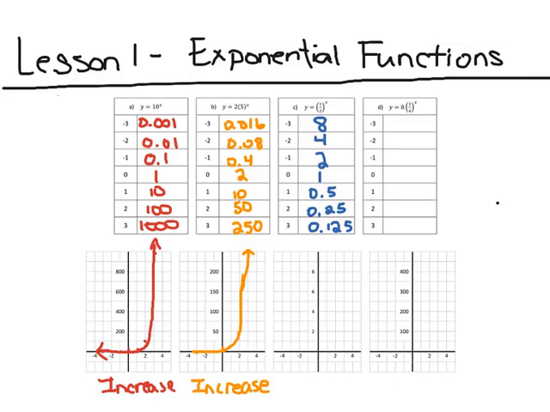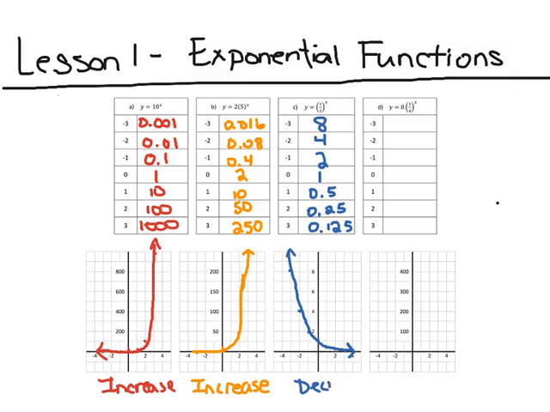This one's a little bit different. We're starting big at negative 3, at 8. Negative 2 is 4. Negative 1 is 2. 0 is 1. 1 is 0.5. 2 is 0.25. 3 is 0.125. So this is our exponential function, and this one decreases.